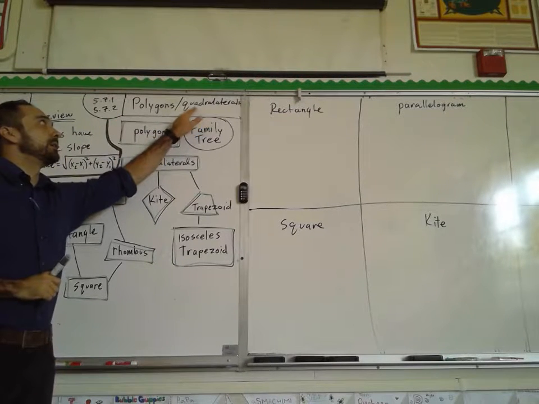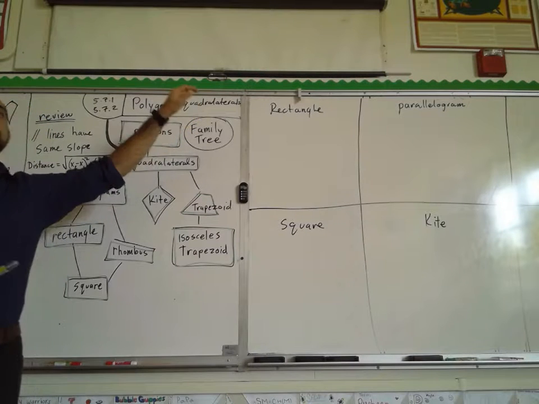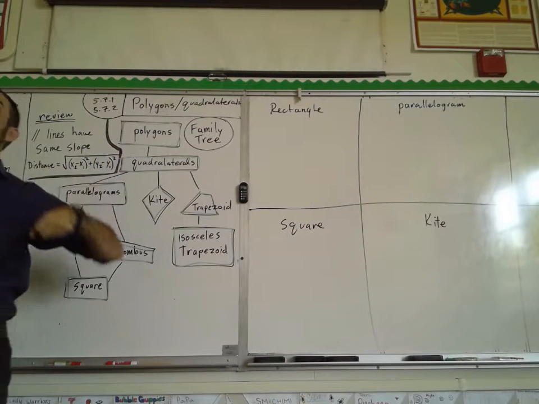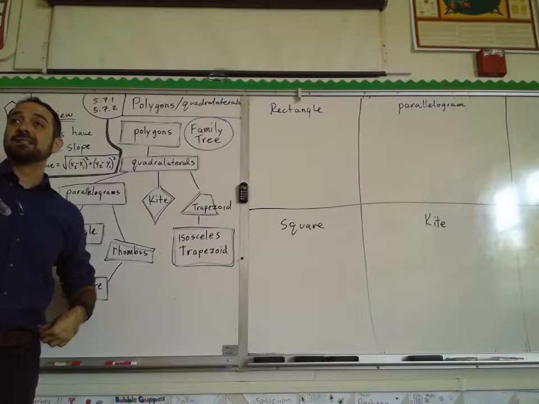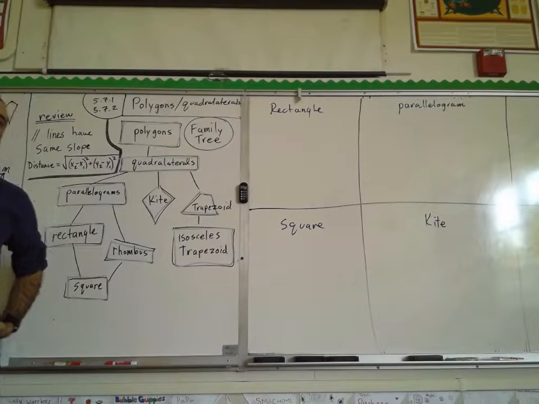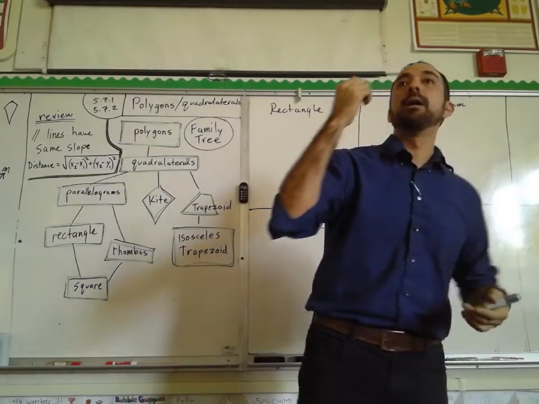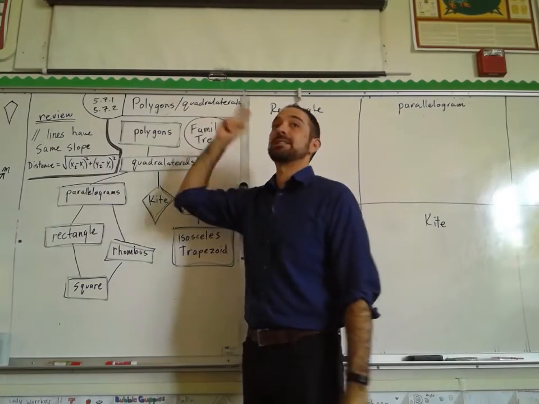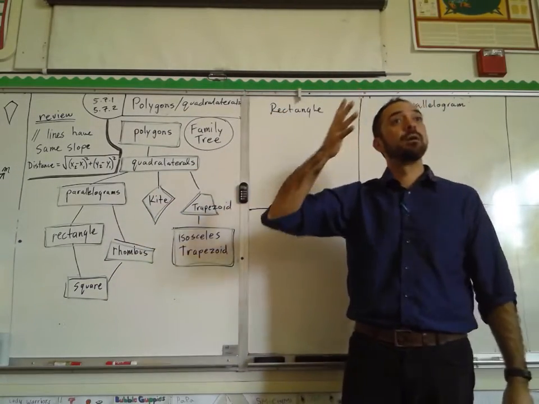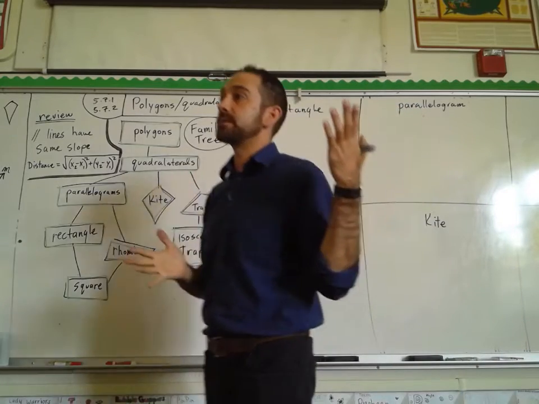So has anybody ever ridden an ATV that has four wheels? What's that called? Four-wheeler. You call it a quad because it has how many wheels? Four. So quadrilateral, how many sides are we talking? Four. And there's 7 basic quadrilaterals. We're just going to break them down.